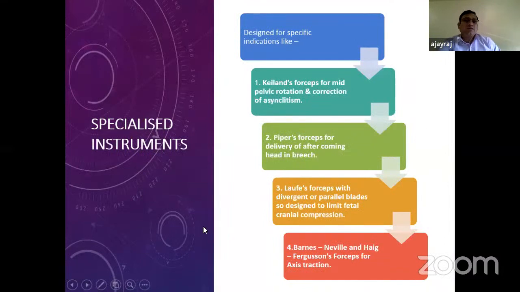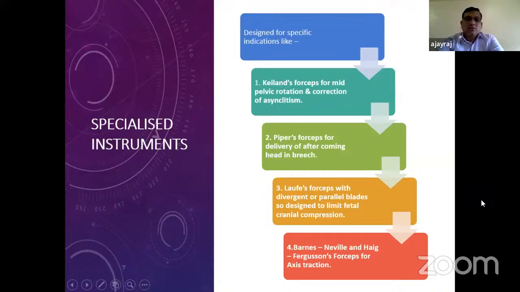Specialized instruments, designed for specific indications. Number one, Kielland's forceps for mid-pelvic rotation and correction of asynclitism, that is deflexed vertex. Piper's forceps for delivery of the after-coming head in the breech. It is a slender forceps having long blades and it is applied for the after-coming head in breech delivery. Luikart's forceps with divergent or parallel blades, designed to limit fetal cranial compression, especially in preterm labor patients.